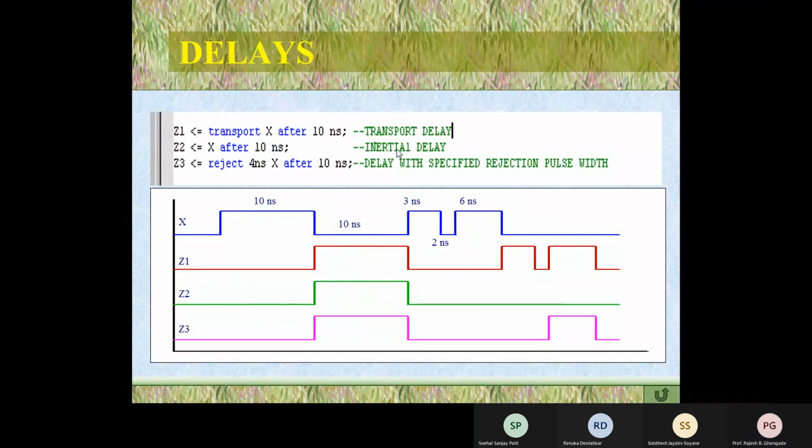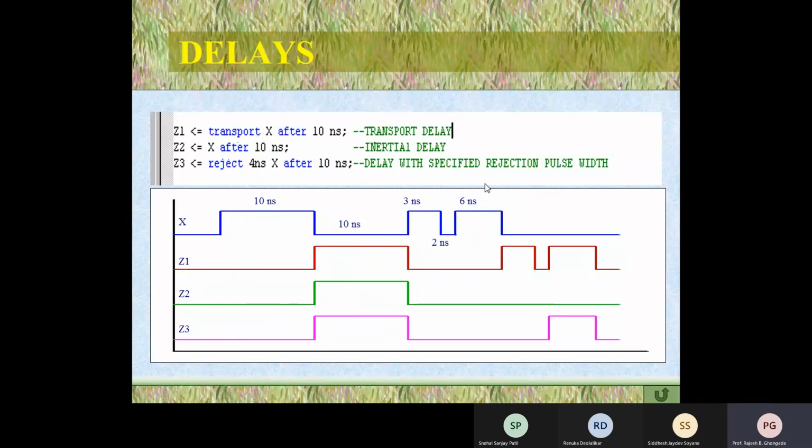There is an interesting keyword called reject. So Z3 is reject 4 nanoseconds, X after 10 nanoseconds. It is a delay with a specified rejection pulse width. So I can reject a pulse which is less than 4 nanoseconds, but I can retain a pulse which is more than that. That is the reason why Z3 follows X, but it rejects this 3 nanosecond pulse, which is less than 4 nanoseconds, while it passes the 6 nanosecond pulse exactly as required.